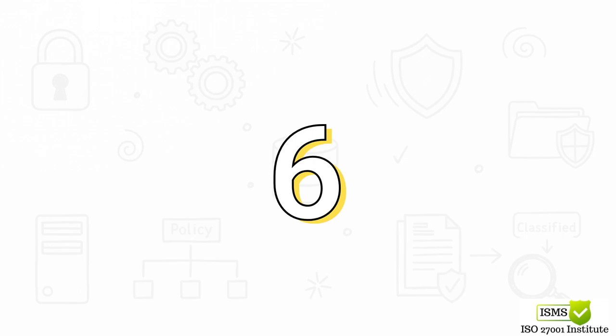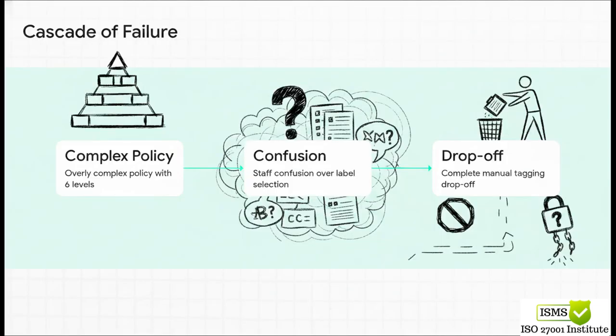But picture an everyday employee just staring at a massive drop-down menu while trying to send a quick email. It's just way too much cognitive load. It creates a huge amount of operational friction. And naturally, this triggers a pretty predictable cascade of failure. Step 1, you introduce that overly complex policy.